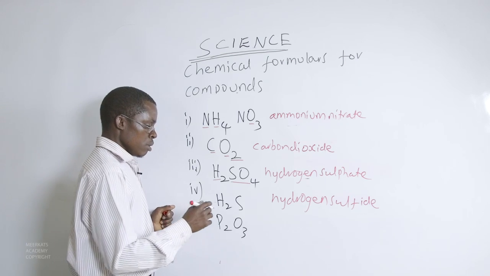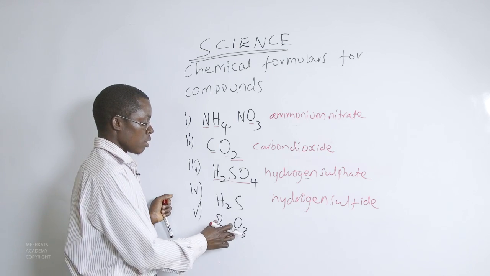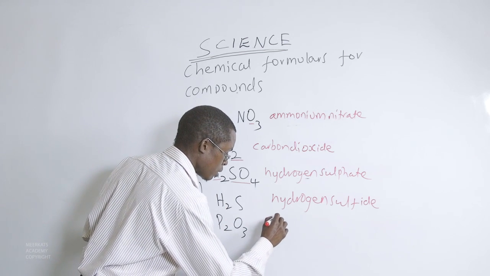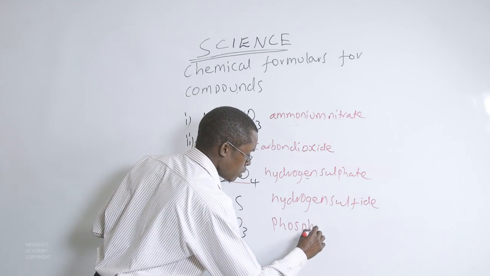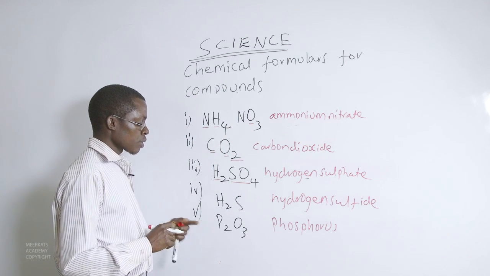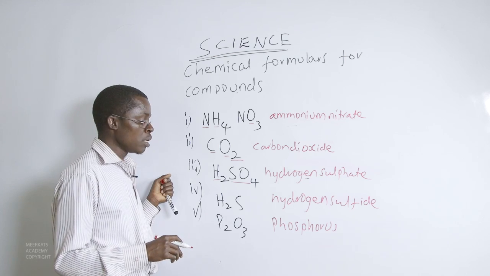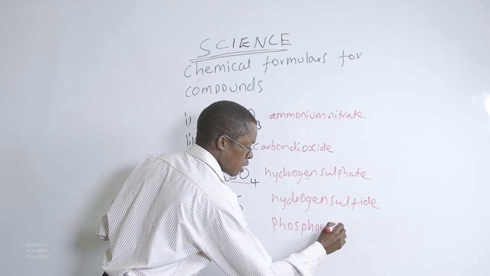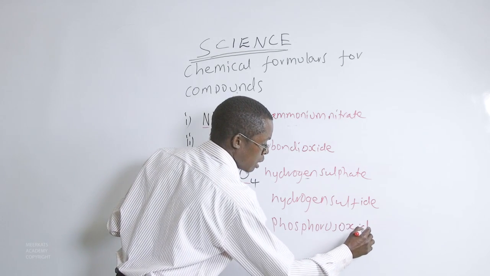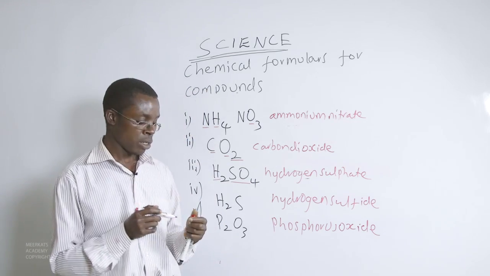Then our last example is we identify the elements. P stands for phosphorus and O stands for oxygen. So the first element carries its full name, phosphorus. The second name is oxygen. We don't write oxygen in full because it's not a radical, it's an element. So we follow the rules. The rules are take part, OX, then fill in with the IDE, giving us phosphorus oxide. Phosphorus oxide.